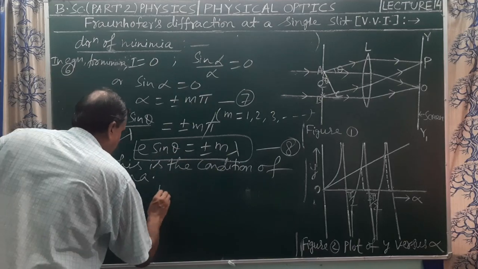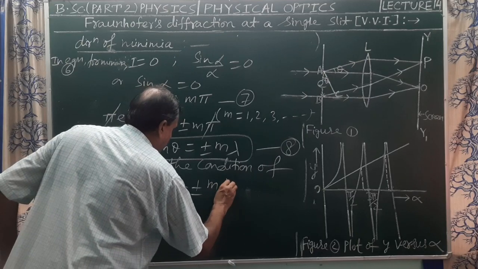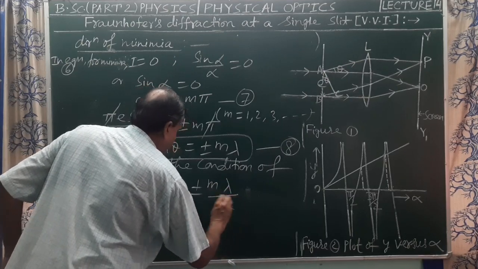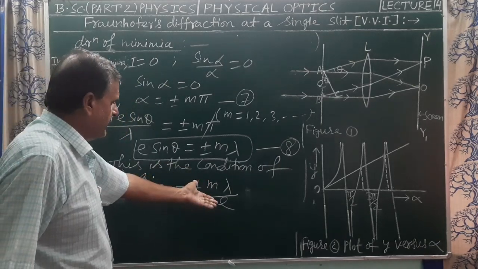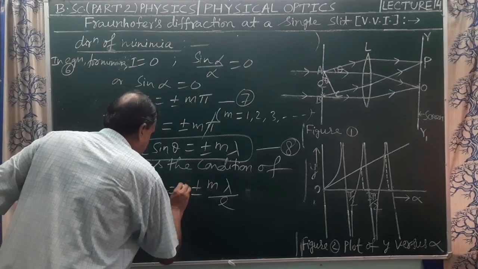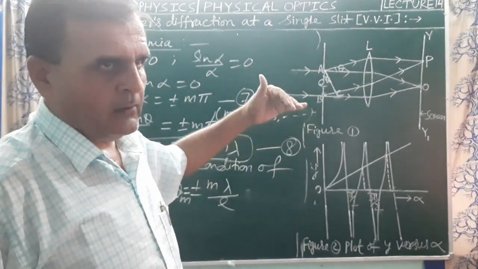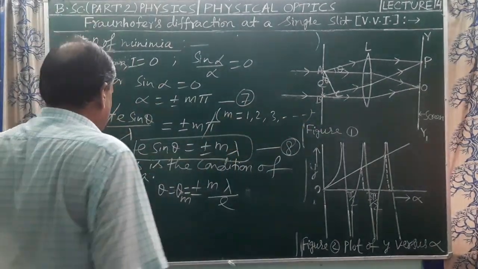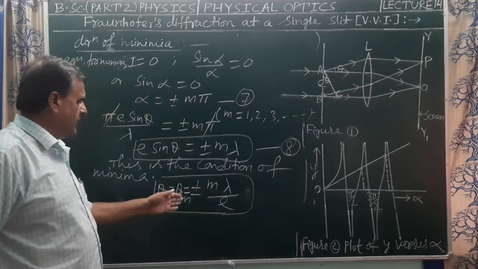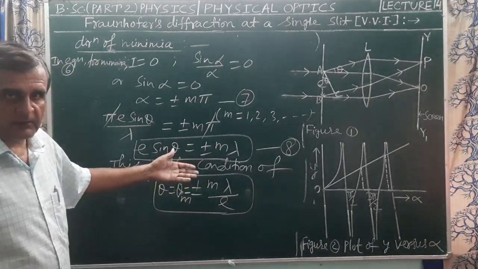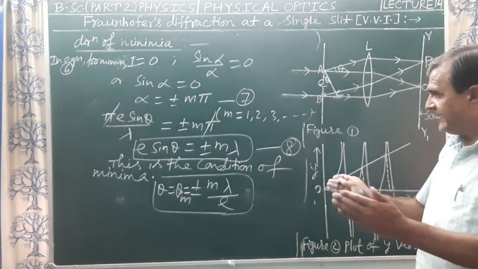Taking sin theta is equal to theta, we have theta is equal to plus minus m into lambda upon e, that is theta m is equal to plus minus m lambda upon e. Theta means theta m, where m is an integer, m having all integral values except m is equal to 0. So theta m is equal to plus minus m lambda upon e. If we take m is equal to 1, then it is the direction of first subsidiary or secondary minima on either side of the central maxima.